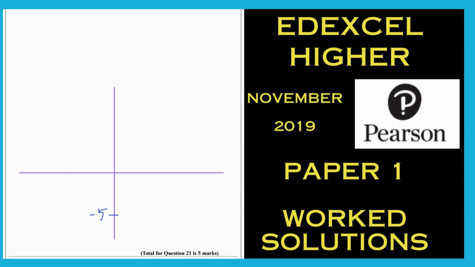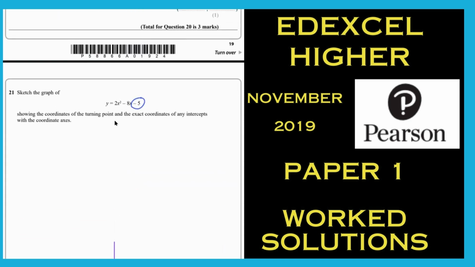That's picking up your first mark. How do you find the coordinates of any intercepts and the turning point? I'm afraid for the turning point, complete the square. I'm going to take a 2 out of the x squared and the x term. Complete the square on the inside bit. Halve the 4 to get -2. Square it and take it away.